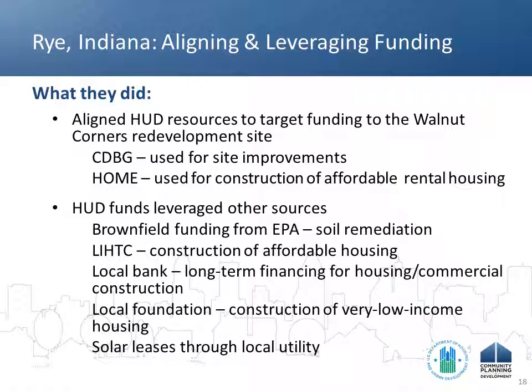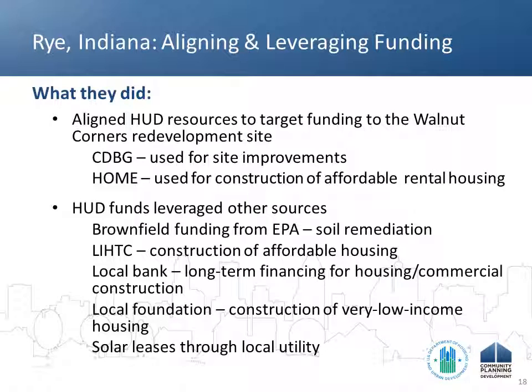When it was determined that affordable rental units would be constructed at the property, the city determined that it would also seek low-income housing tax credits to provide equity to the development, and it was arranged that a local foundation would be approached and asked to further subsidize construction of very low-income housing units.